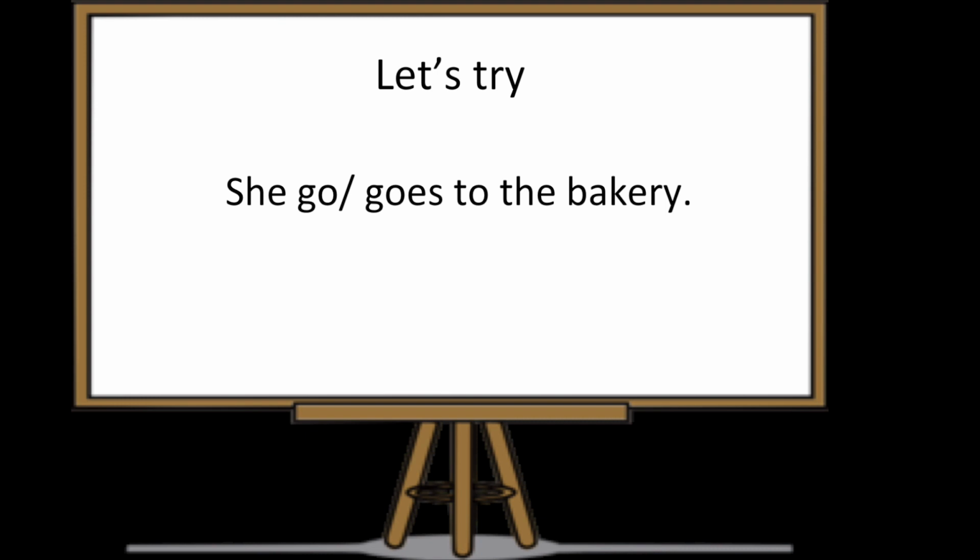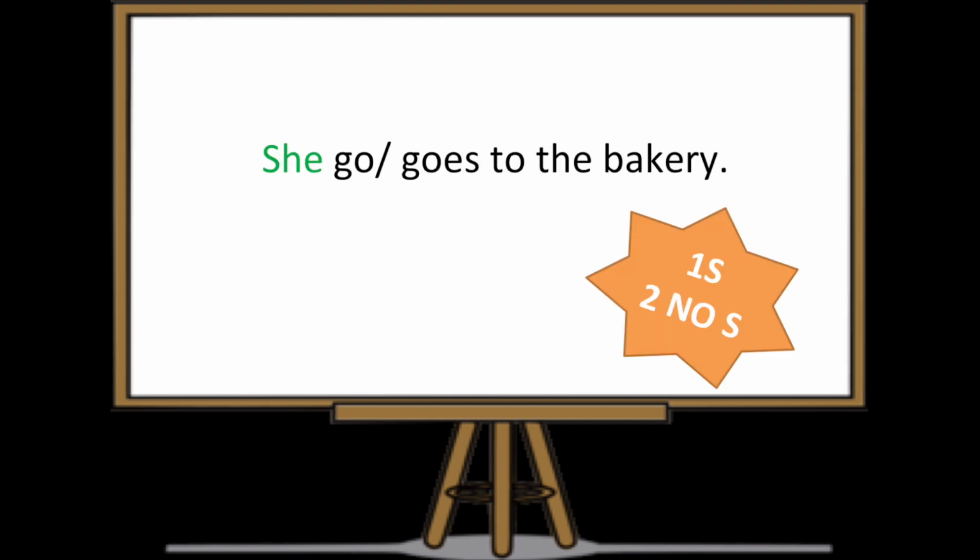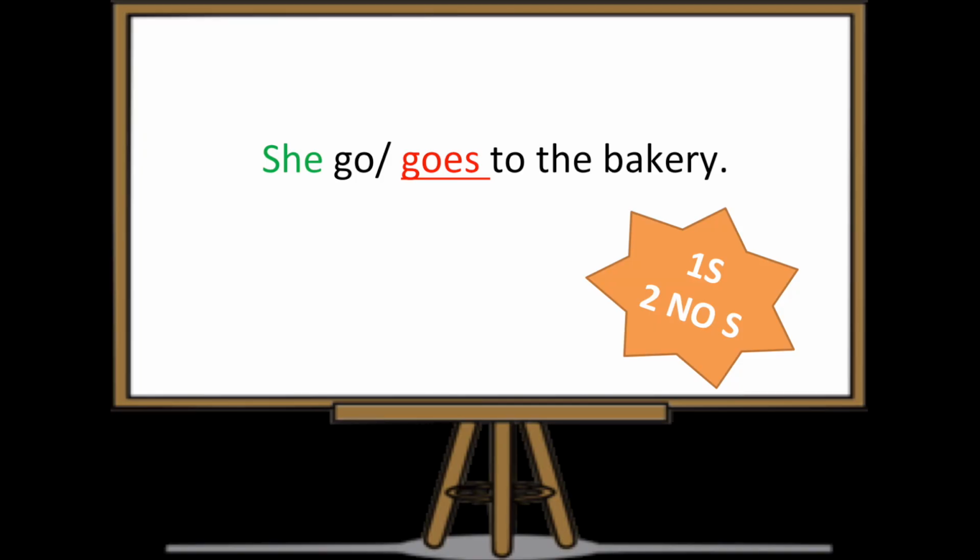She goes or she go to the bakery. Look at the subject. What is the subject? She. So she is 1 or 2? Very good, 1. So she, 1s. She, s, goes to the bakery. Very good. Got it? Clearer?